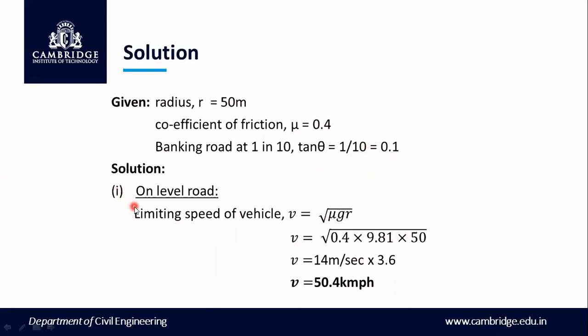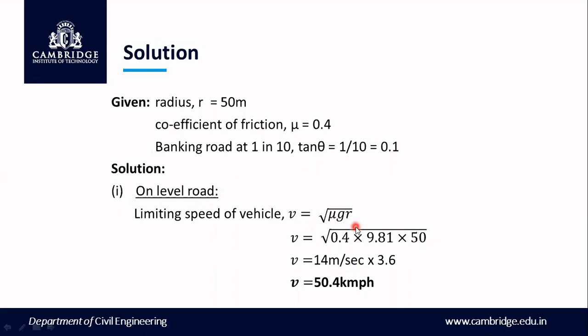Coming to the solution, the speed on the level road, we know the condition is V is equal to root of mu into g R. Mu is the coefficient of friction 0.4, g is 9.81, R is given as 50. So if you solve this, you'll get 14 meters per second.